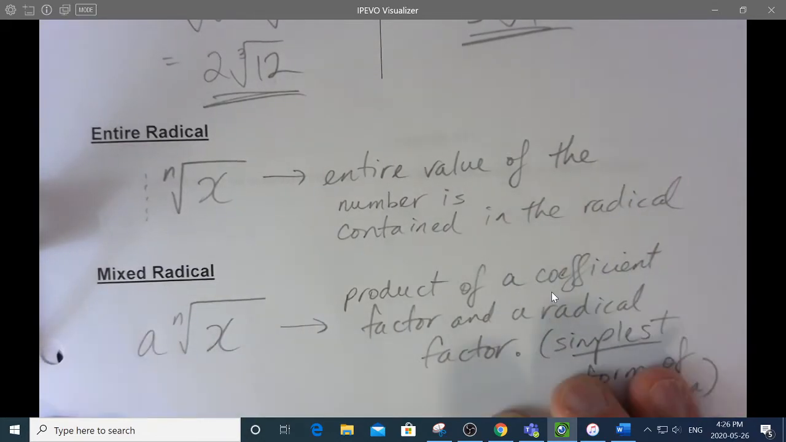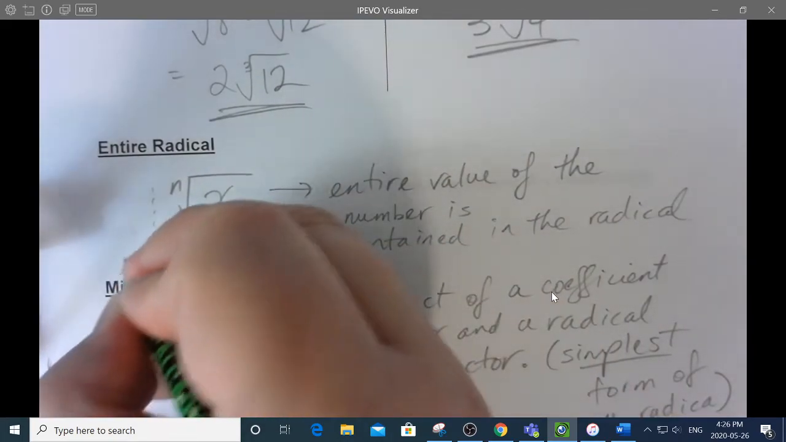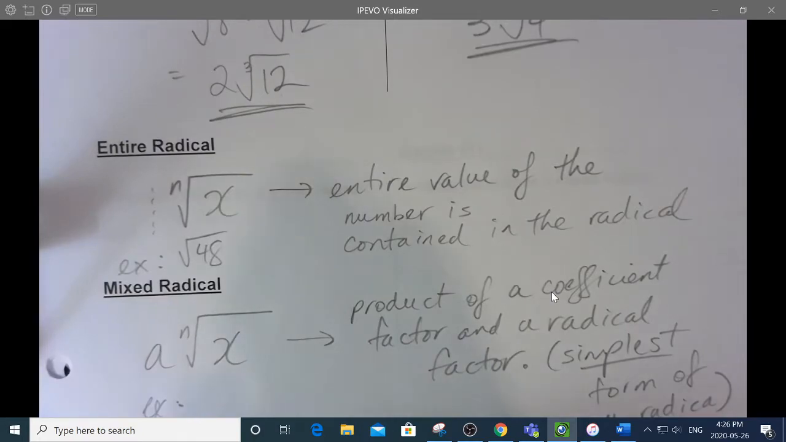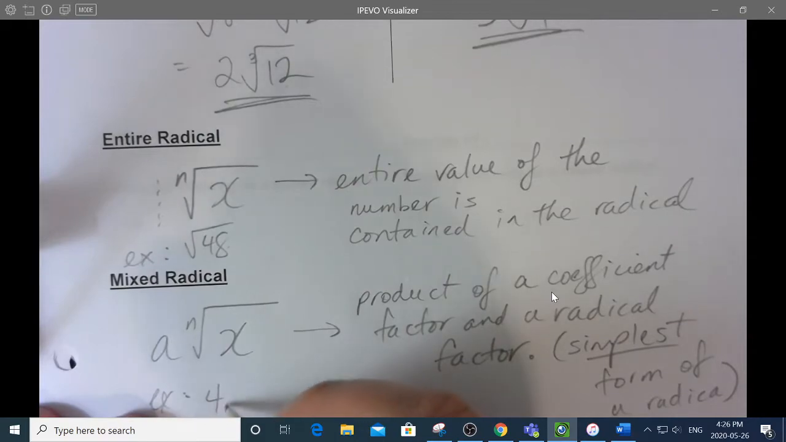So let's go back. Our very first example was, of course, an entire radical, the square root of 48. And a mixed radical, instead of the square root of 48, again, the 16 came out of here and made it 4 root 3.